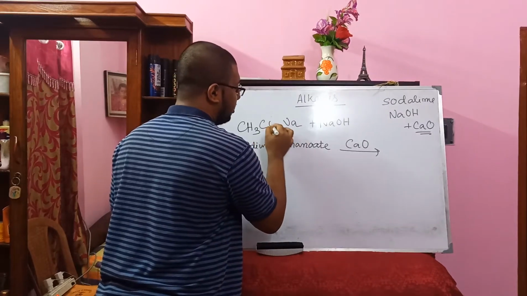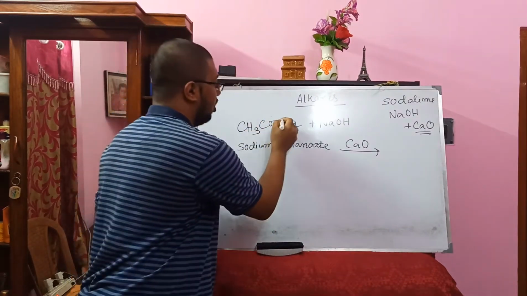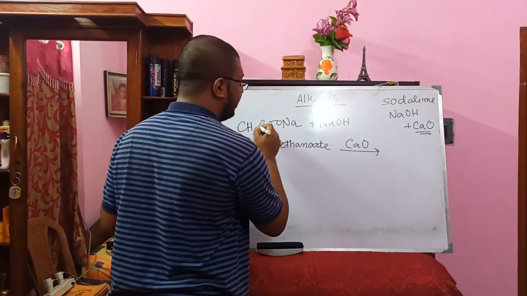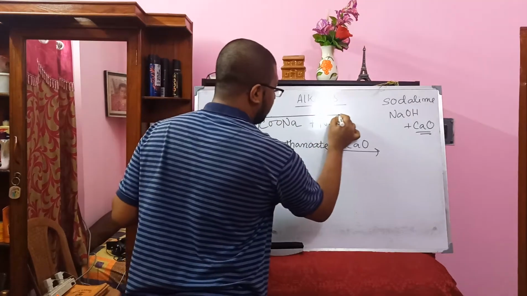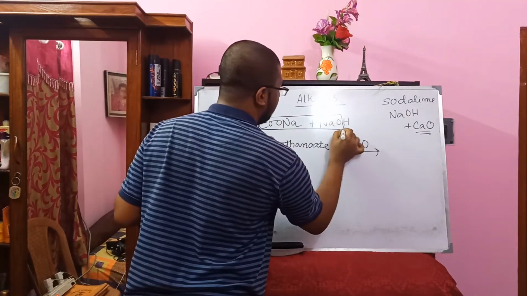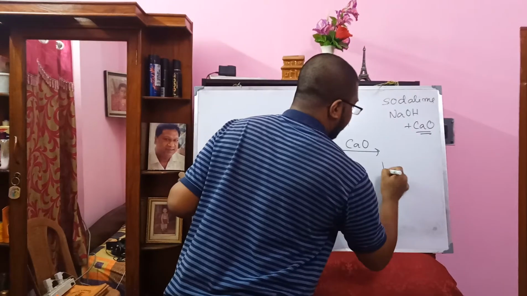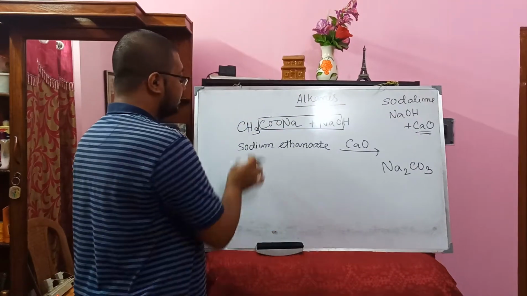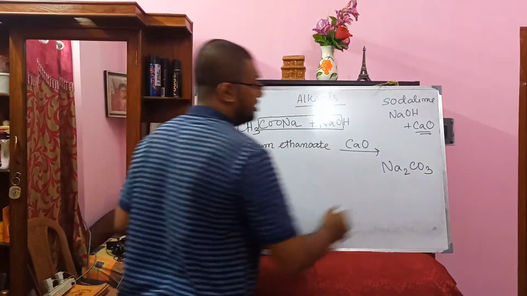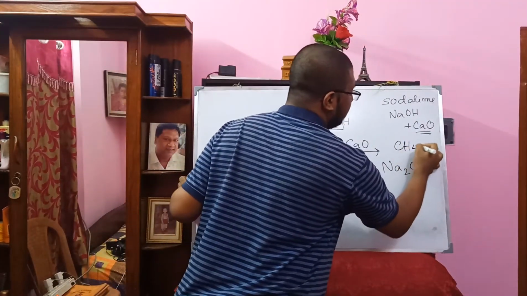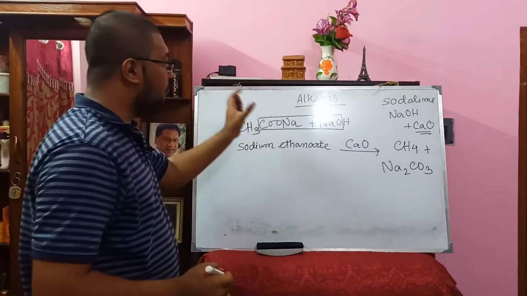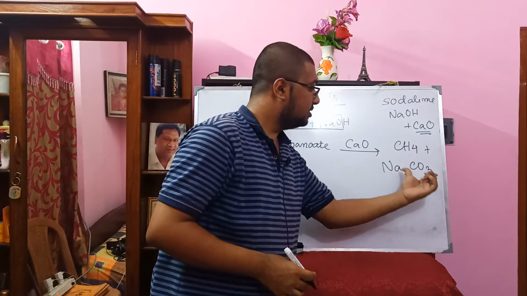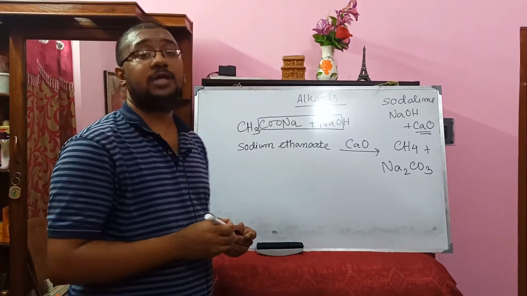We will show you how the compound gets formed. See, this is the name of the compound, sodium ethanoate, that is what we were talking about. So the compound will look like this. This part will form one compound, that is Na2CO3, sodium carbonate, plus this CH3 and H will form CH4. So you will be getting two products. One is methane, the second one is sodium carbonate.